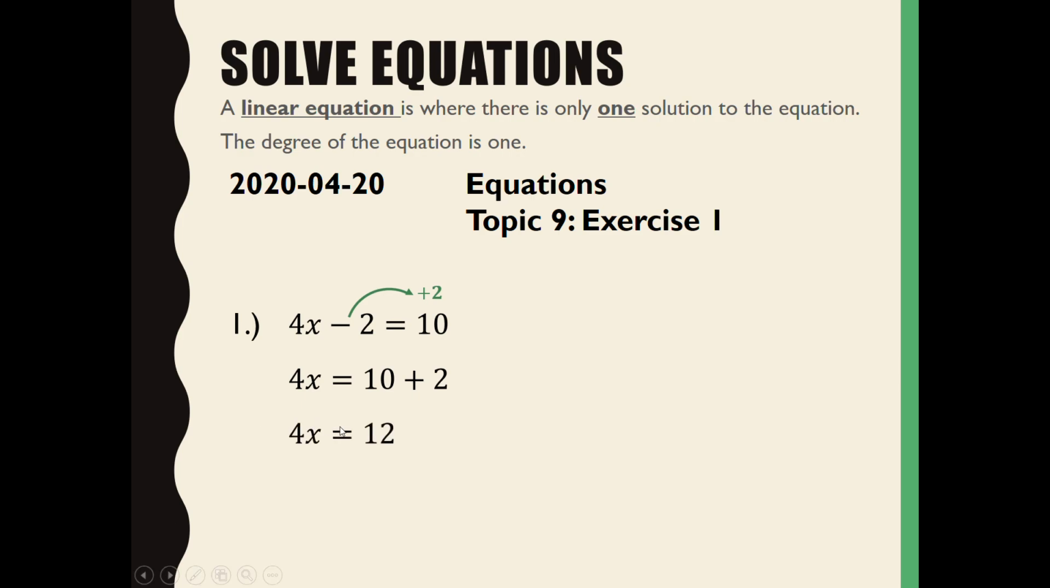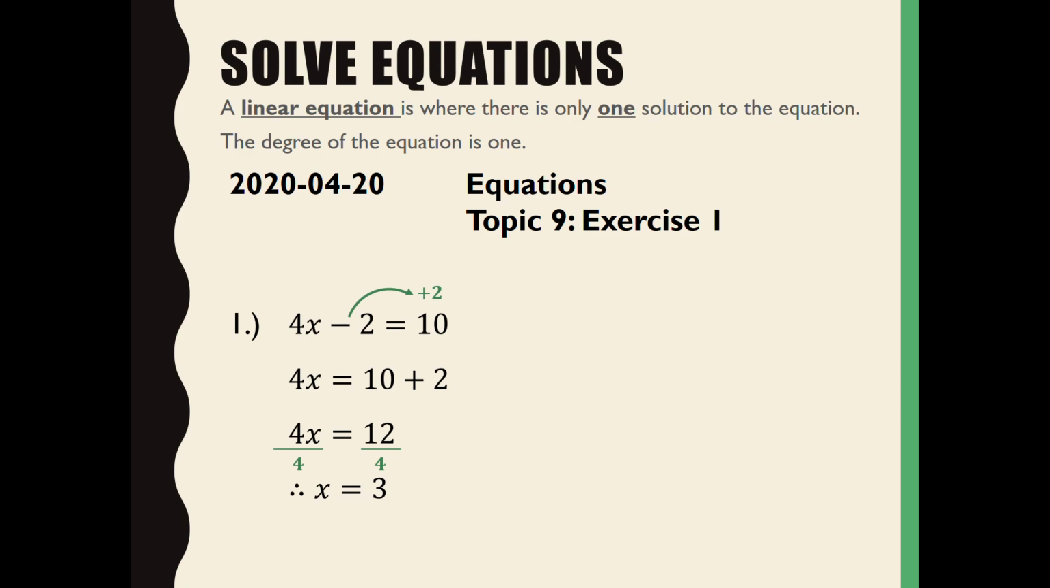Then I'm still trying to get x alone, but I have 4 multiplied by x here. In order to get rid of that multiplication, I need to do the inverse operation, so I'm going to divide through by 4. 12 divided by 4 gives me 3. So x is equal to 3.